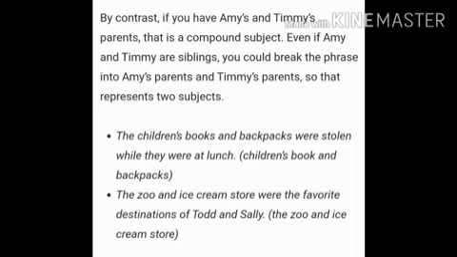By contrast, if you have Amy's and Timmy's parents, that is a compound subject. Even if Amy and Timmy are siblings, you could break the phrase into Amy's parents and Timmy's parents, so that represents two subjects. By the following sentences, you can see the examples. The children's books and backpacks were stolen while they were at lunch. Children's books and backpacks.